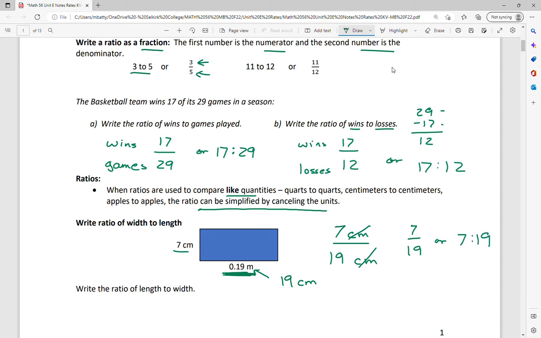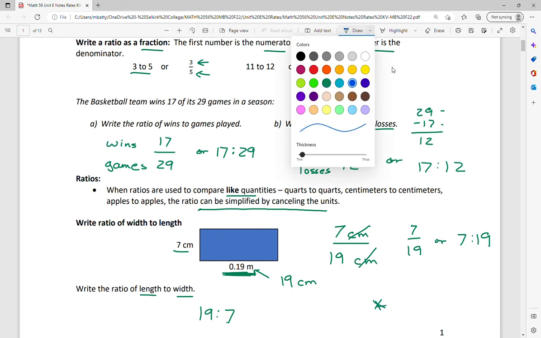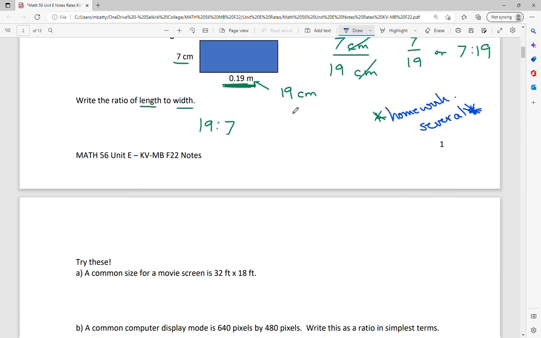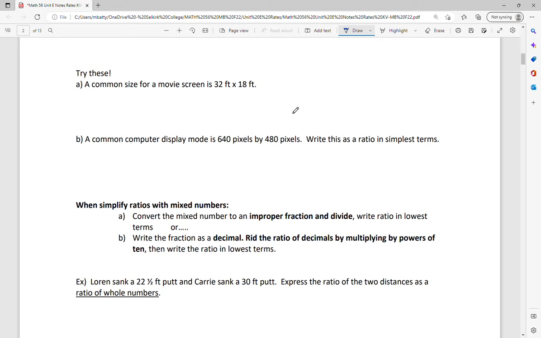We could do it the other way. So length to width would just be 19 to 7. Or if you really like it in fractions, you can do it. If you can make the units the same, you'll find a whole lot in the homework. So in your blue homework pages, there are several where you have to make the units the same. So watch that. If you're getting your answers wrong, that's probably going to be the hang up when you do your assigned questions for this section. So let's try some more. We have a common size for a movie screen.